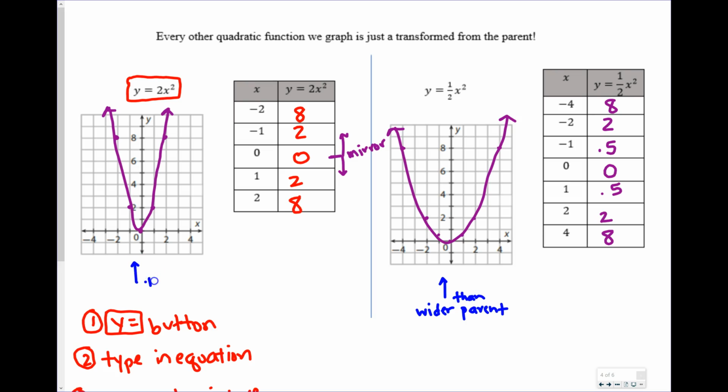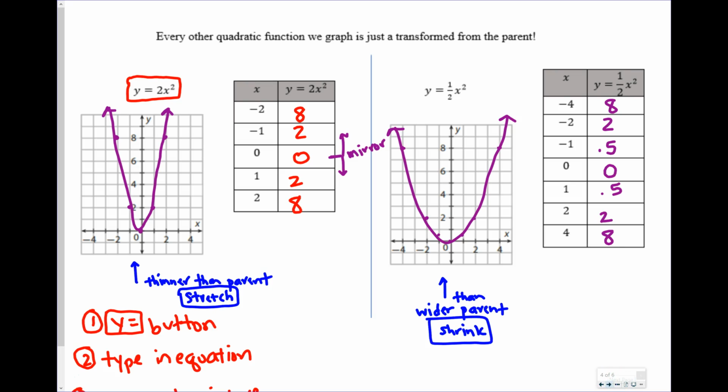And this one is thinner than the parent. We call a quadratic that is thinner a stretch, because we're stretching it vertically. You're like taking a piece of string and stretching it up. So that's called a stretch. If it's wider, we call that a shrink. Okay? Stretch if it's thinner, shrink if it's wider. Okay?